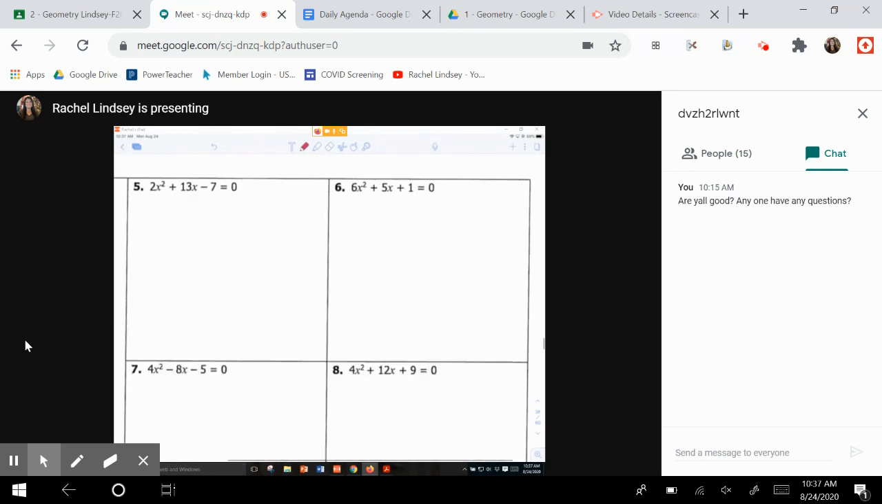Okay. So number 5, what do I need to do? Can I do a greatest common factor? No. So I'm going to have to do slide and divide. So slide the 2 to the 7. Get x squared plus 13x minus 14.